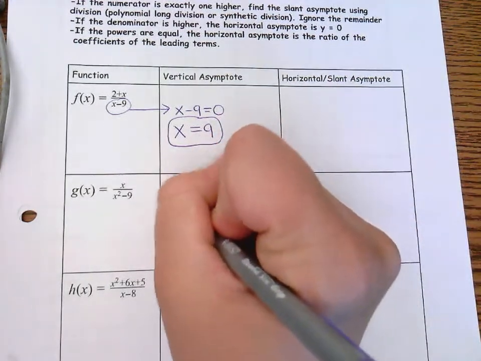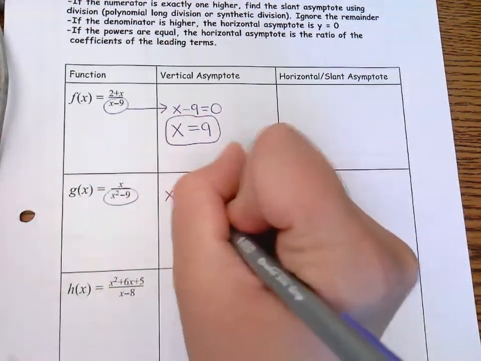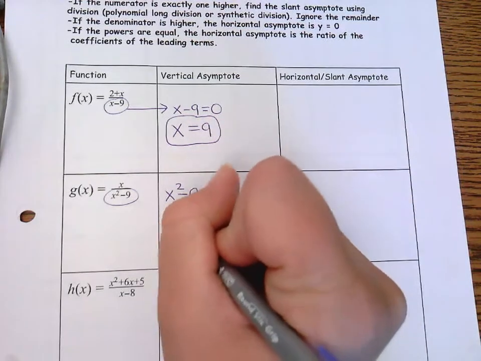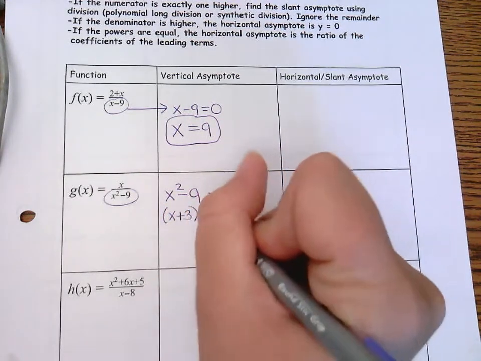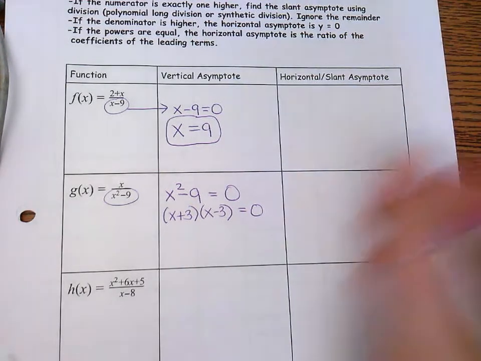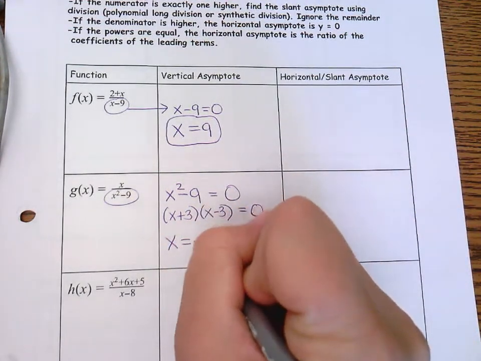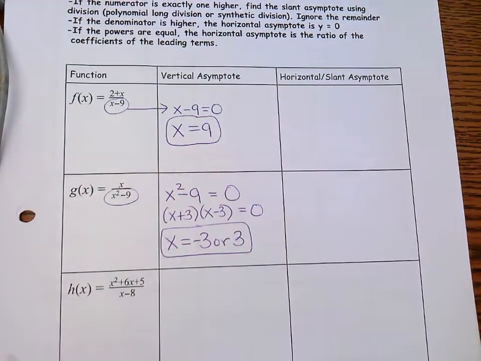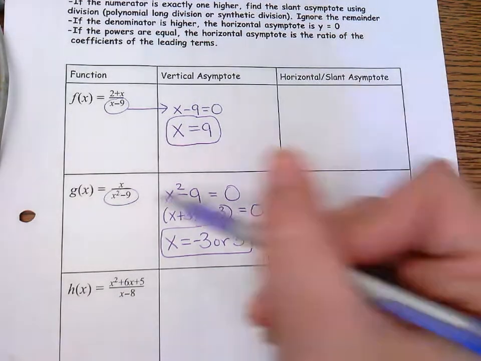When will x squared minus 9 be 0? So this is solving a polynomial function, right? Factor it, difference of squares, x plus 3, x minus 3 equals 0. X could be negative 3 or positive 3. So those are the actual equations of my asymptotes because those are my x-intercepts, right? Where the denominator will be 0.